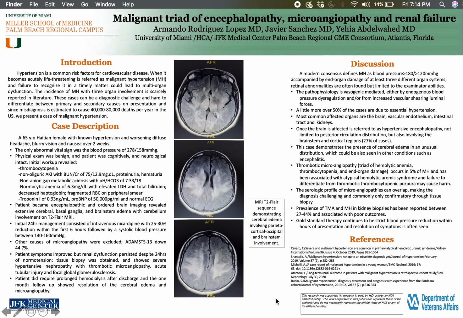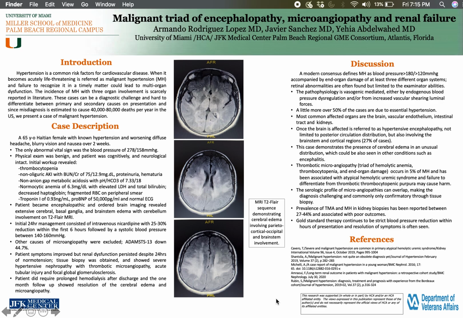The serologic profile of the family of microangiopathies can overlap, making the diagnosis challenging and commonly only confirmatory through tissue biopsy. The prevalence of thrombotic microangiopathy and malignant hypertension in kidney biopsies has been reported between 27 to 44% of cases and is usually associated with poor outcomes. Many patients with these findings will end up receiving hemodialysis for up to 12 months. The gold standard therapy for this entity continues to be strict blood pressure reduction within hours of presentation, and resolution of symptoms is often seen.